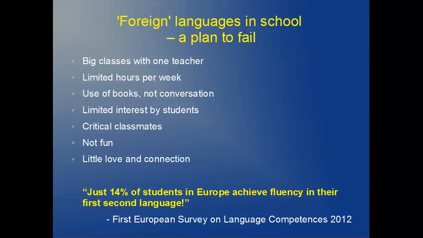So, is this just what I'm telling you, or is it really true? We see at the bottom, 14% of students in Europe achieve fluency in their second language. Fluency, what is this? Fluency means can they have a conversation about most things in their second language. 86% of students do not achieve this. 86%.